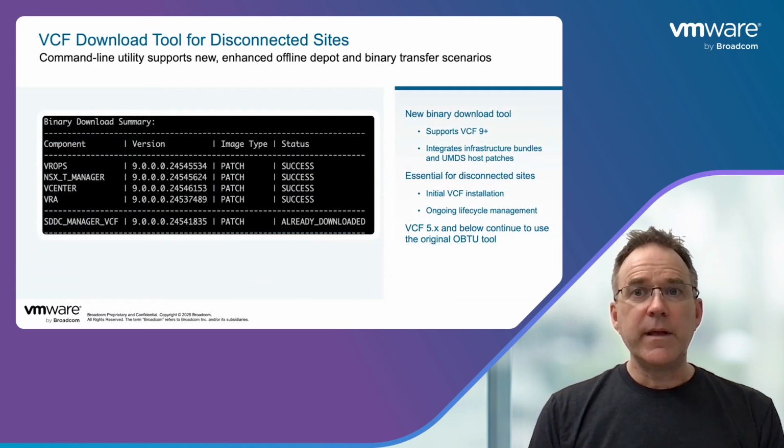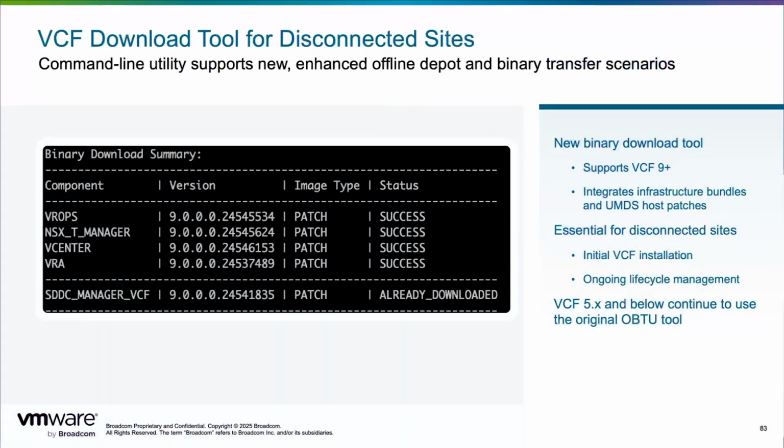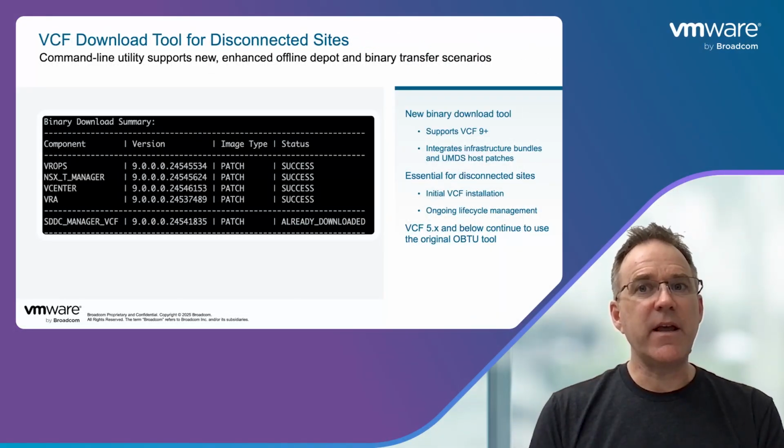There are many customers that are not willing or able to allow VCF to directly connect to the Broadcom software depot in order to download software binaries. In those scenarios, as we've discussed, admins of disconnected sites create their own private offline depot with this new VCF download tool. It's the successor to the offline bundle transfer utility, and the two tools will coexist, with VCF-DT being for VCF9 and OBTU for VCF 5.x. Offline depots help provide control and consistency as well as scale to environments with many instances of VCF deployed.